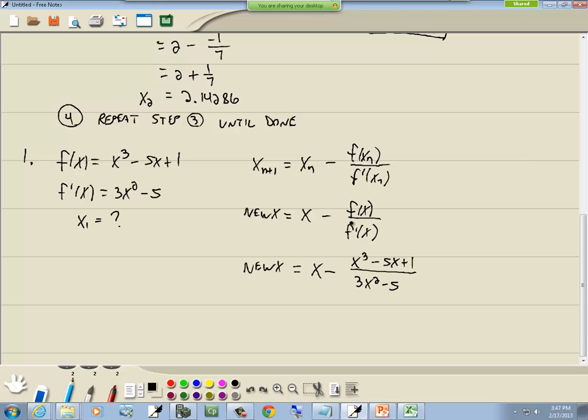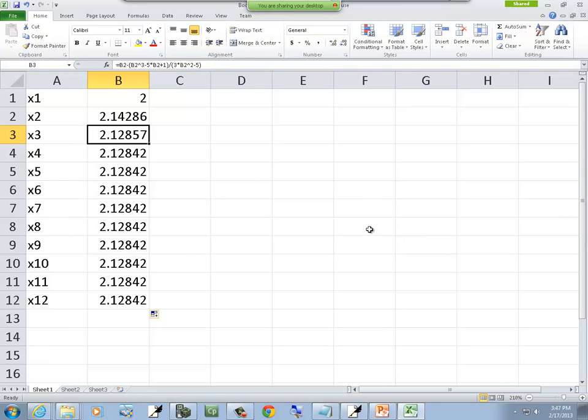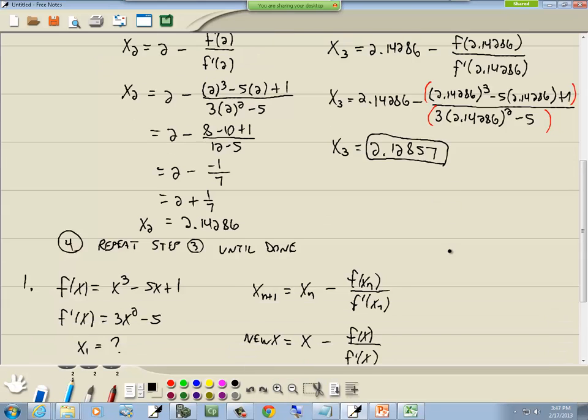Now we came up with this. Let's check our work up here. 2.12857. And you see it converges on the very next iteration. I did 2 iterations. I did this one and this one. The very next iteration is where it converges to its actual value.